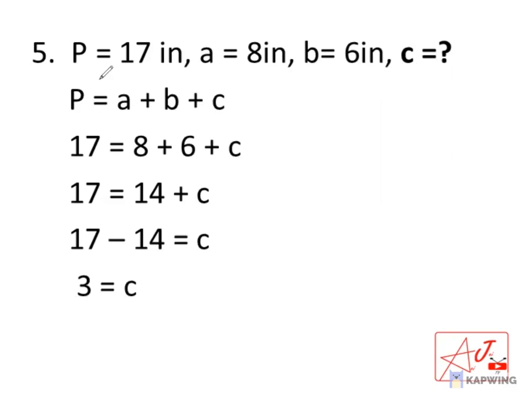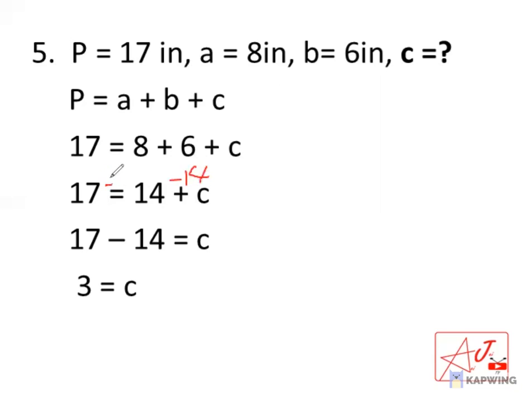So i-add lang natin. So given the perimeter which is 17, isa-substitute natin siya sa P. And then yung A, substitute by 8 and B, substitute by 6. Next step ay pagsasamahin lang natin si 8 plus 6 which is equal to 14. And in order to get rid of that 14, we need to use the subtraction property of equality or SPE. So minus natin both sides by 14.